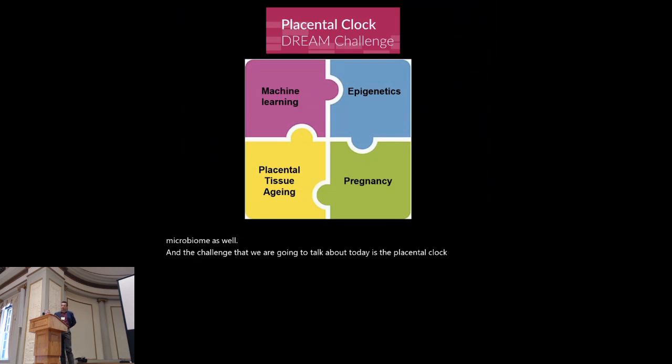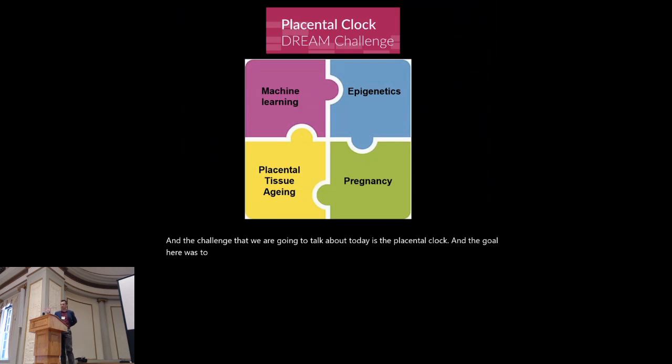And the goal here was to use machine learning to leverage epigenetic information to assess how the placenta tissue is aging, and from that to try to learn something about pregnancy and pregnancy complications.